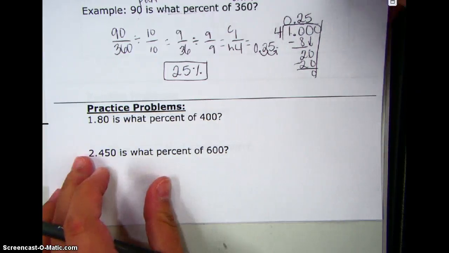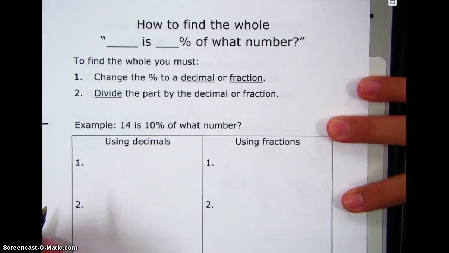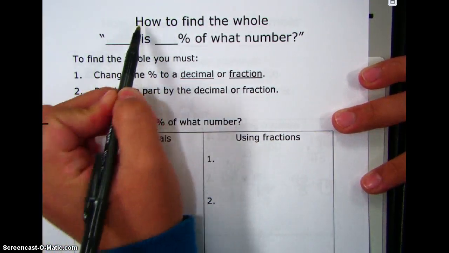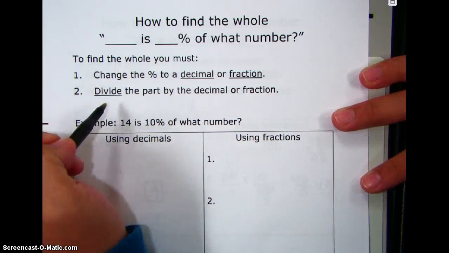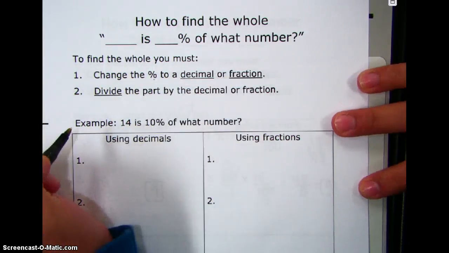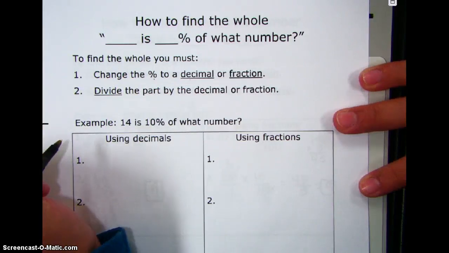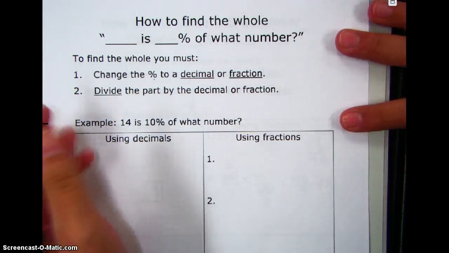Okay, now we're going to do the last part of your handout or your notes, which is how to find the whole. So what if you're given a part and a percentage and you need the total or the whole? So some number is a certain percentage of what larger number. So in order to find the whole, first we need to change the percent to a decimal or fraction. Then once we've done that, we divide the part by the decimal or fraction. So let's see how this works.